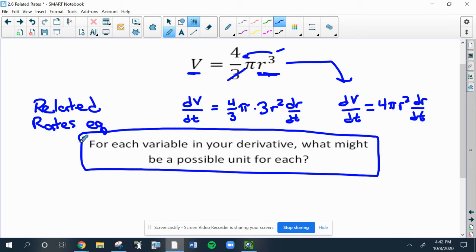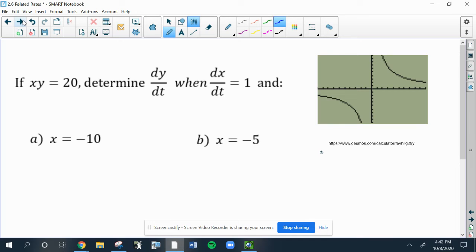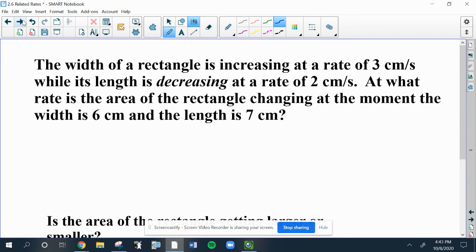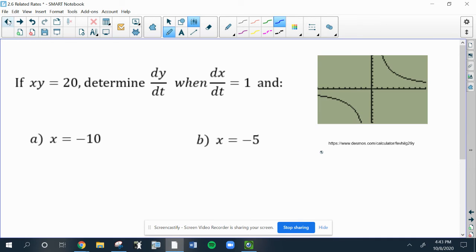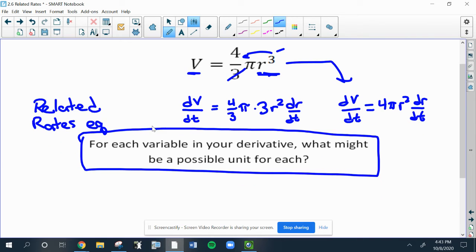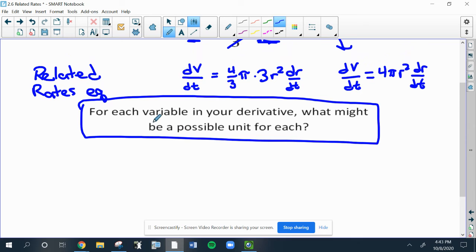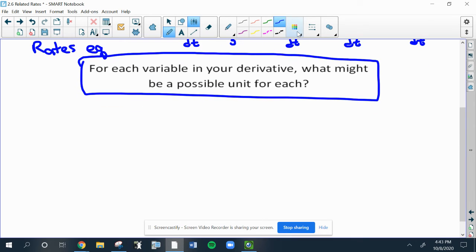When you're doing real world examples, sometimes it's hard to figure out where to plug things in. The units will tell you a lot about where you should plug things in. That's why this question right here is very important. For each variable in this derivative, what might be a possible unit?